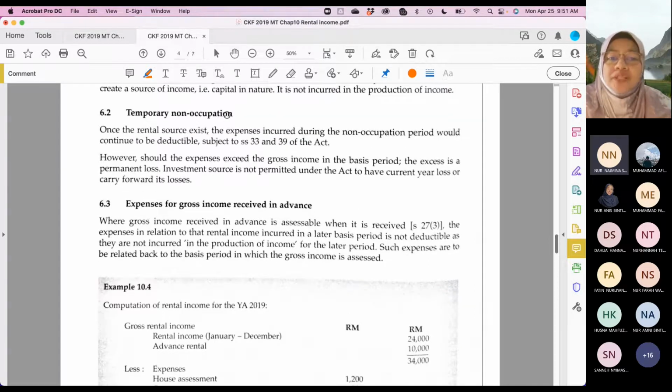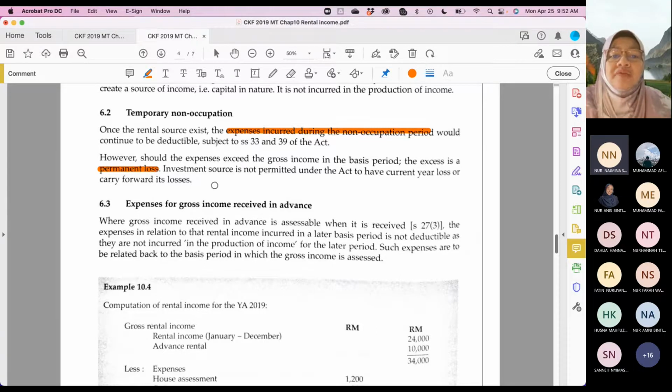Temporary non-occupation. So for example, if you have rented out the property and then the tenant moves out, there's a period of temporary non-occupation. Once the rental source exists, the expenses incurred during the non-occupation period would continue to be deductible. However, should the expenses exceed the gross income, the excess is a permanent loss, if it's section 4D.